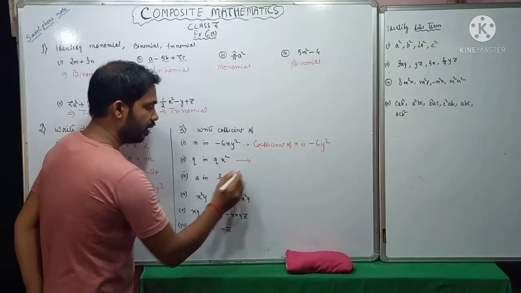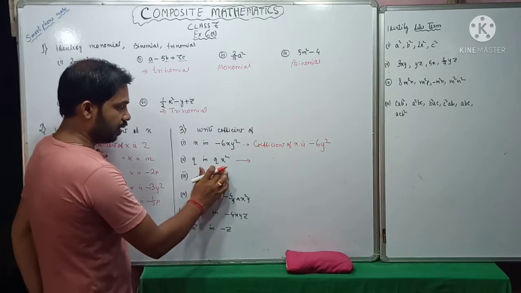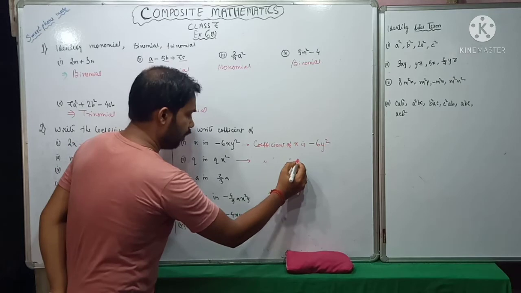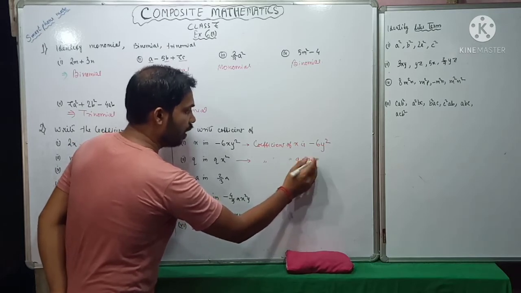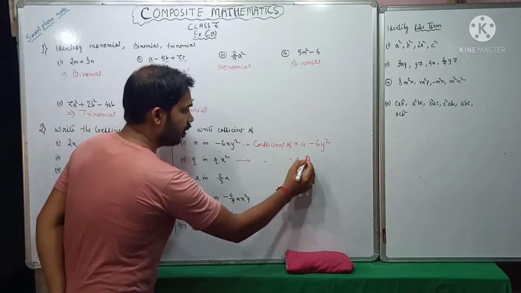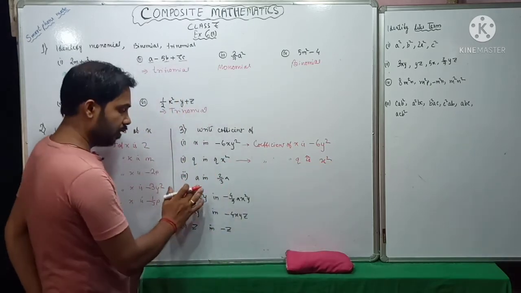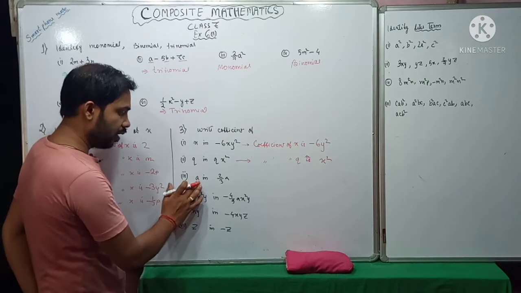Next you see q in qx square. So apart from q what is present? x square. So the coefficient of q is x square. Okay, next you see here we have to find the coefficient of x.